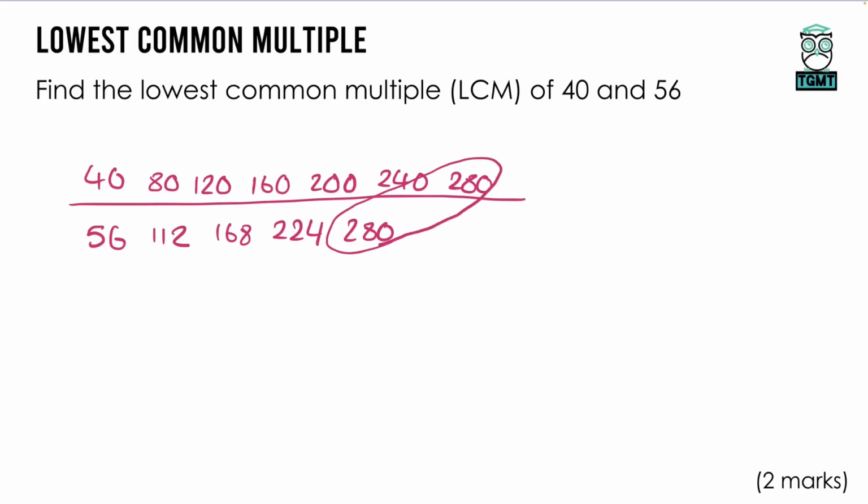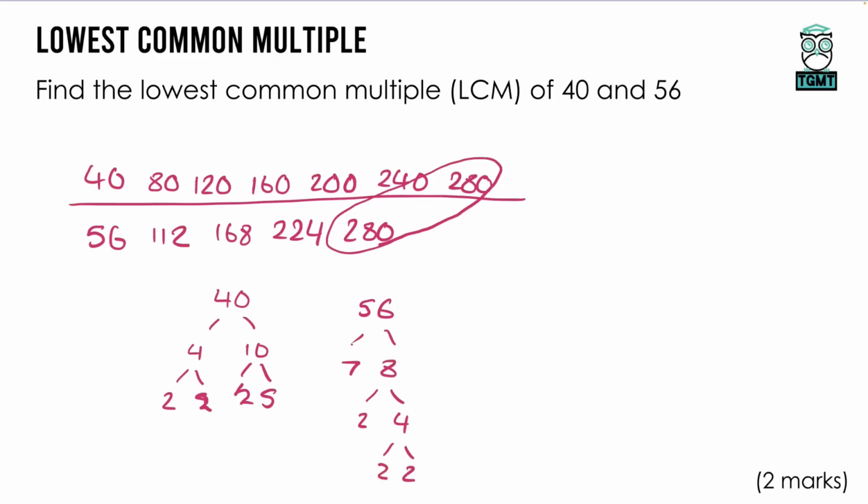Now, if the numbers are slightly higher or a little bit more complicated and you think the list is going to go on for quite some time, you can write these numbers as a product of prime factors. So 40 would be 4 times 10, and then we have 2 times 2 and 2 times 5, and then we can go for the 56, which is 7 times 8, and then keep going with your 8.